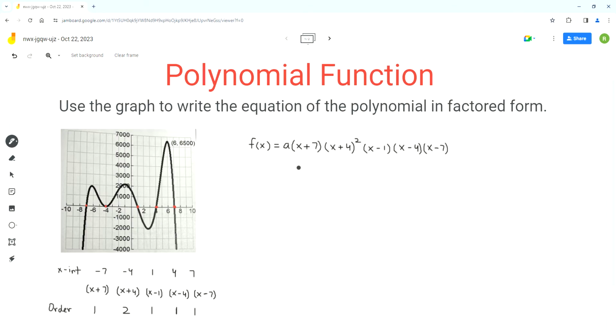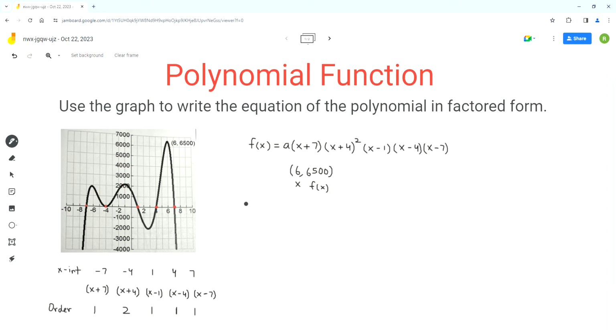So now we have to use an exact point on this graph to find the a value, which is the leading coefficient for this polynomial equation. One exact point given in this polynomial function is (6, 6500). So this is a point other than the x-intercept. So we already used the x-intercept points to write the factors. So we should use a point other than these x-intercepts. Now we'll sub in this point in this equation to find the a value. So we'll sub in 6 as the x value and sub in 6500 as the function value.